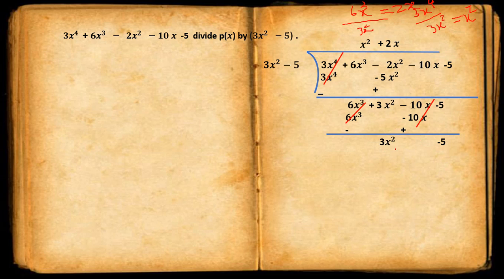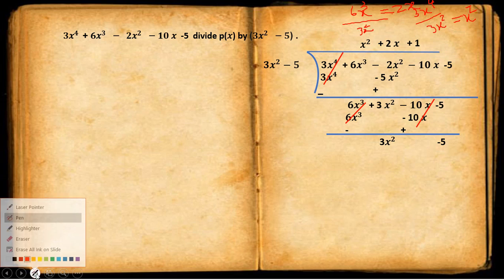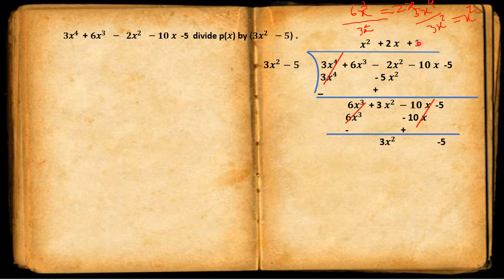Now this 3x square divided by 3x square, we get 1. So that means what quantity we have to multiply here to get this term 3x square is 1. So plus 1 we have to multiply with 3x square. So we get 3x square, and this plus 1 multiplied by minus 5, we get minus 5. Again we have to subtract, so the sign will be changed. Plus 3x square becomes minus 3x square, and this minus 5 becomes plus 5.